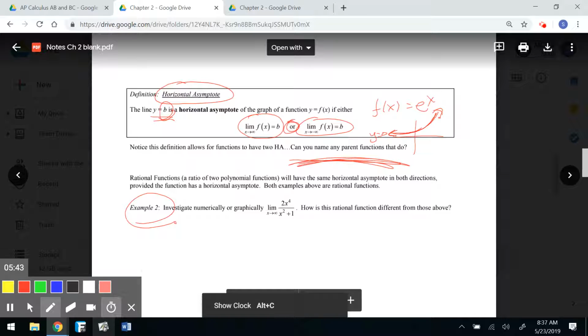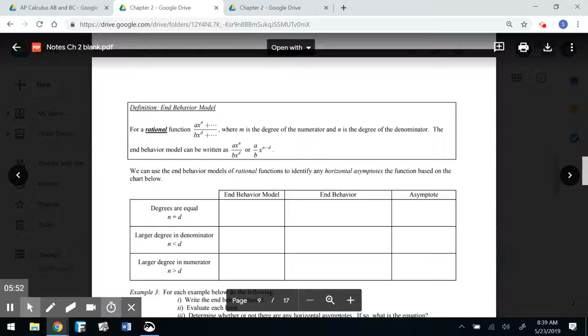So we're going to skip it right now, and we're going to dive into even more horizontal asymptotes and end behavior models. Okay, so here we go. Let's define end behavior model for a rational function.